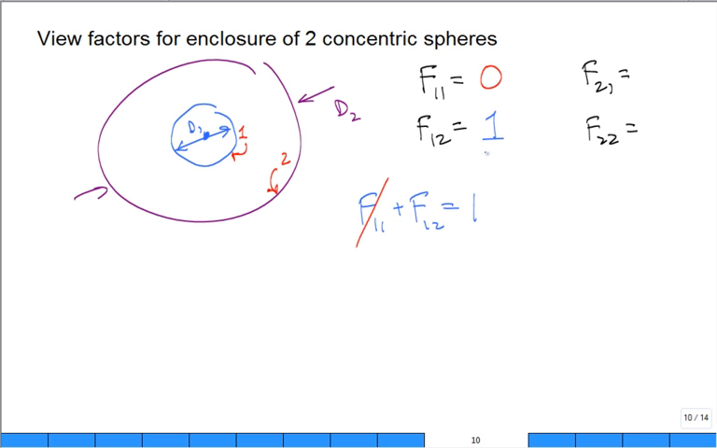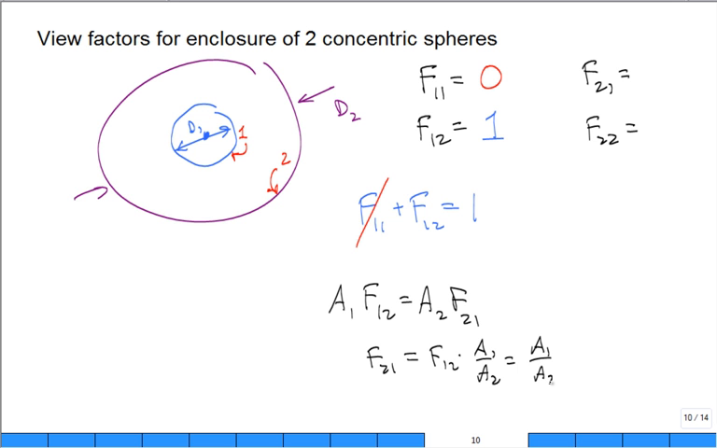Now, Frank, what did you use? Reciprocity. You went to reciprocity and you said that the area 1 times the view factor 1 to 2 is equal to area 2 times view factor 2 back to 1. True or false? True. And so this allows me to calculate the view factor 2 to 1, which is the view factor 1 to 2 times the area 1 divided by area 2. The view factor 1 to 2 we said is 1, so it's area 1 divided by area 2.